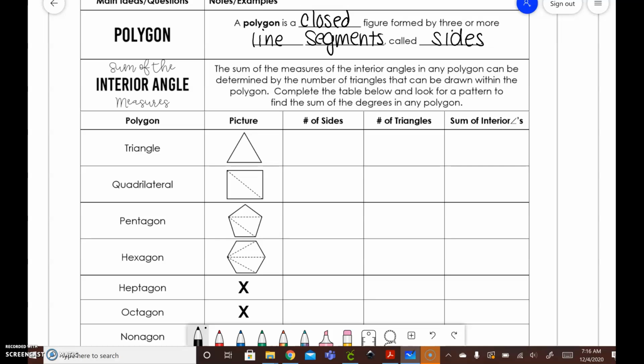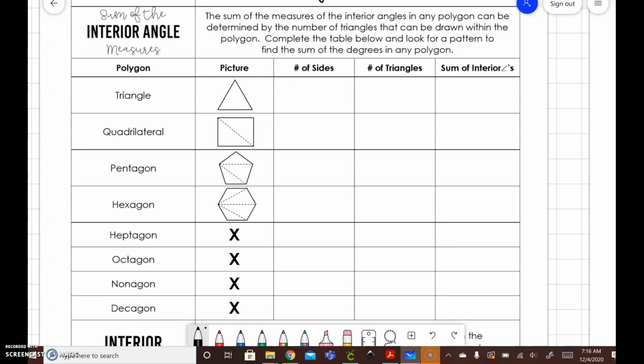So the sum of measures of the interior angles of any polygon can be determined by the number of triangles that can be drawn within this polygon. We're going to complete the table below and see if we can find a pattern, okay? As we know from this whole year, a triangle has 3 sides. Obviously, the number of triangles in this polygon is 1.